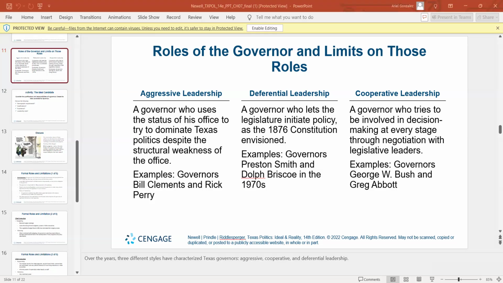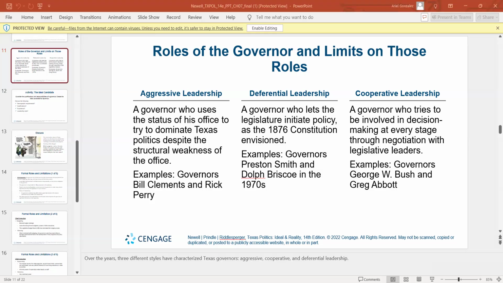With Greg Abbott, maybe not so much as what we saw with George W. Bush. But again, you also have to keep in mind that it is a different political time now. Republicans are in complete control of the state politics, and they've been in control for many years. So Republicans can definitely throw their weight around a little bit more because they have the political power to do so.